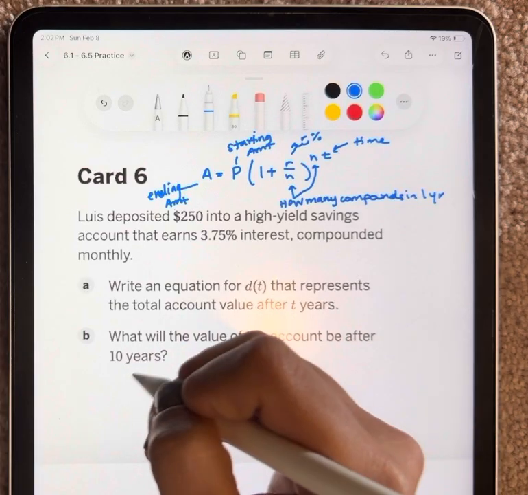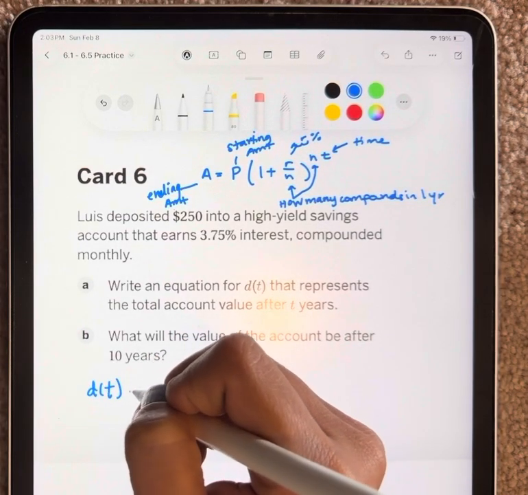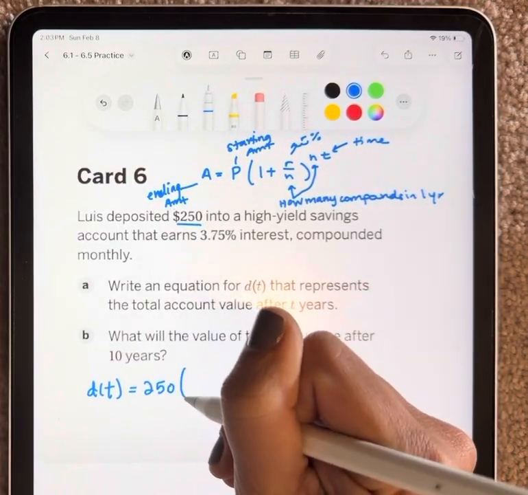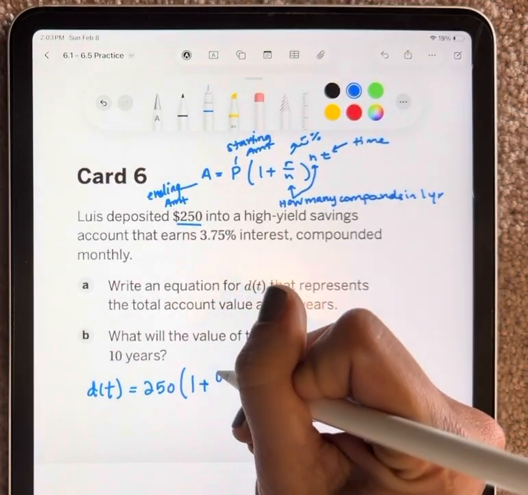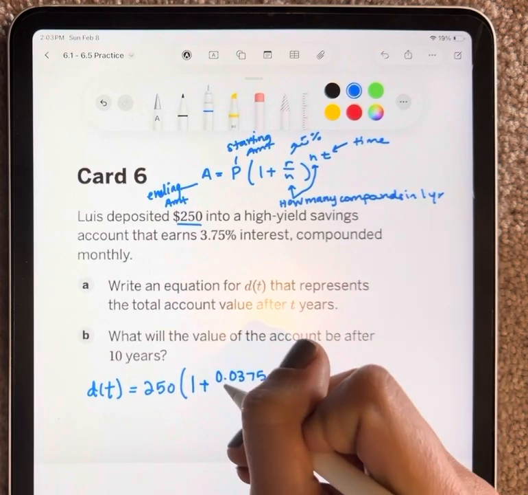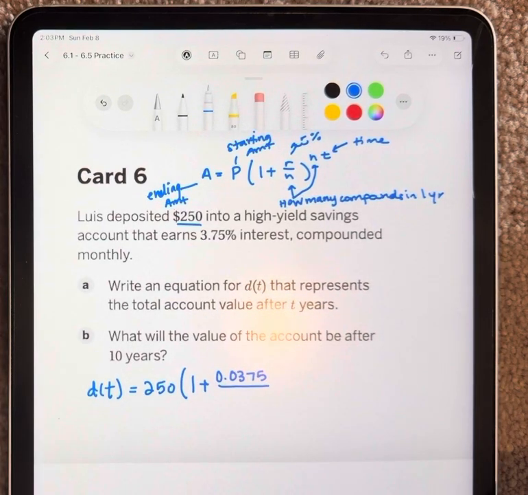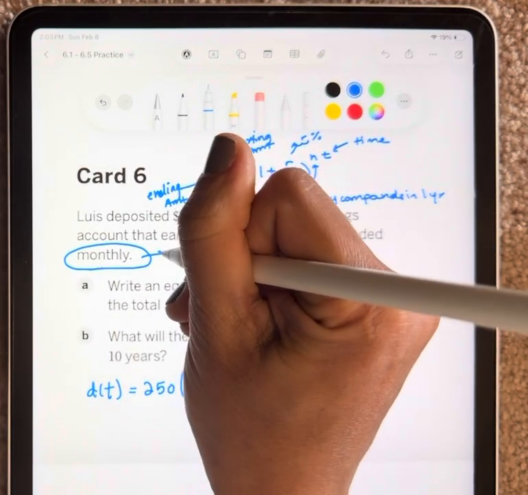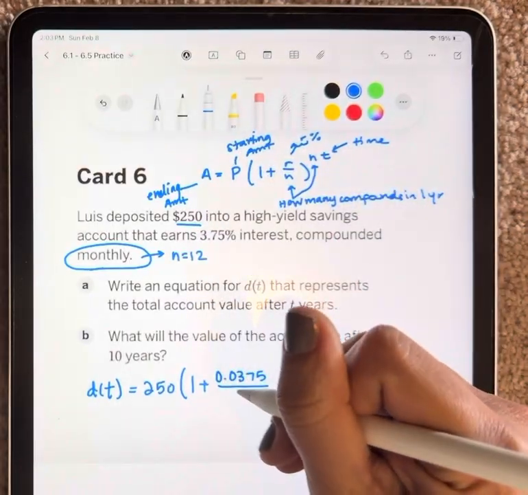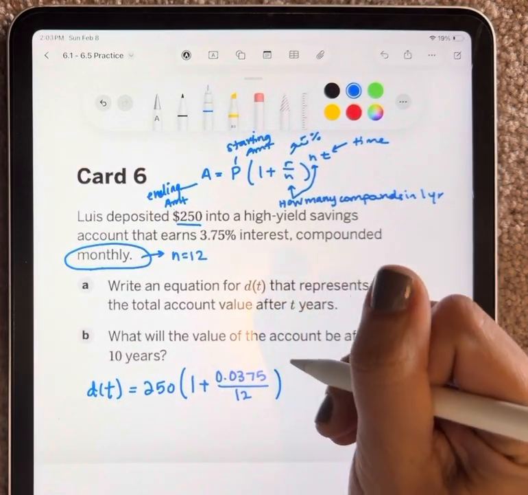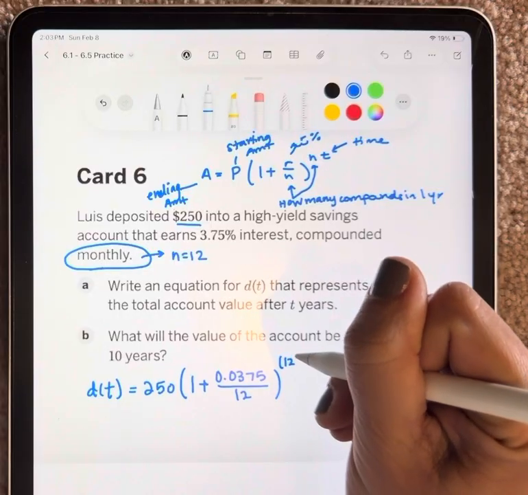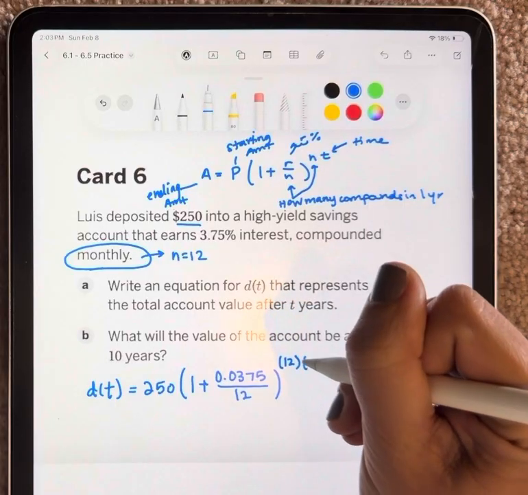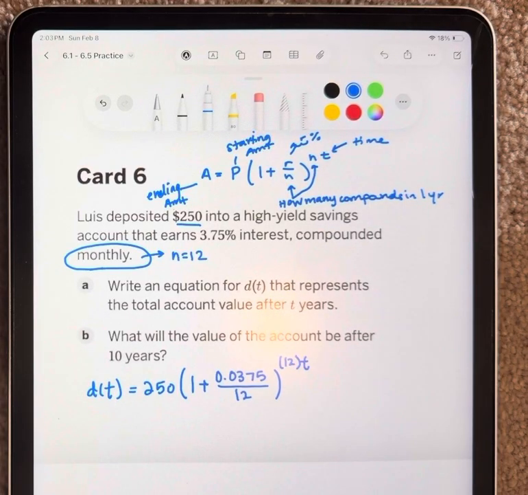So if we write this equation, D of T, it's going to be our starting amount, which is 250, times 1 plus the rate, which is 0.0375 because I moved the decimal over twice, divided by the number of compounds in a year. So how many months in a year? N is 12. And then we raise it to the 12, and again, times t. T. That's it. That's the equation.